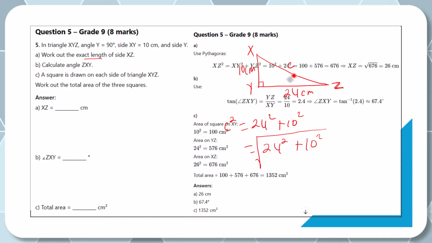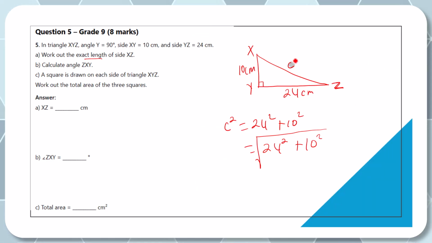So if you've done it correct, the answer should be root 676, which if you square root, you get exactly 26 centimeters. Okay, you get exactly 26 centimeters. So this is going to be 26 centimeters exactly. Now find angle ZXY. X is where the angle is, and is this angle here. You can use anything together because we have the three sides. Okay, so we've done question 4.